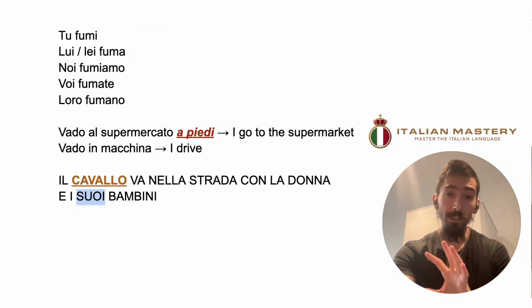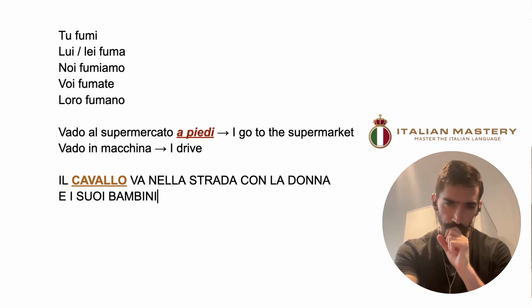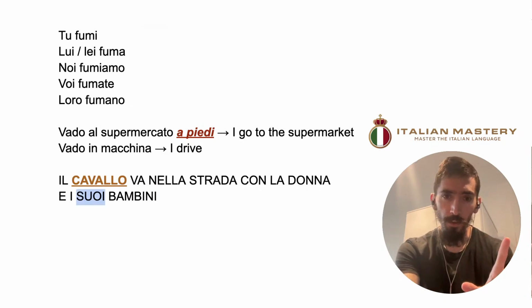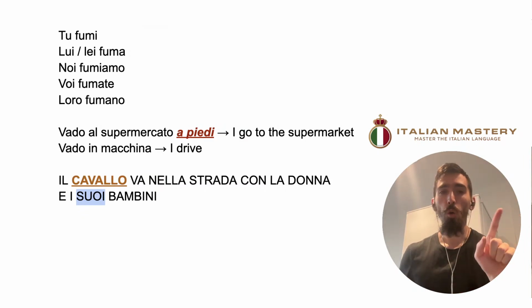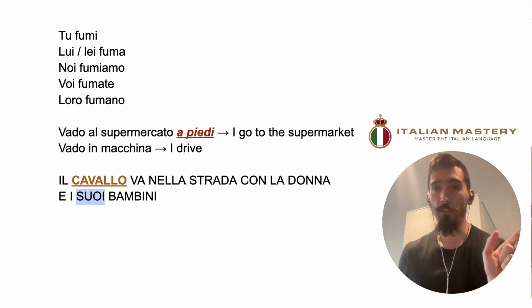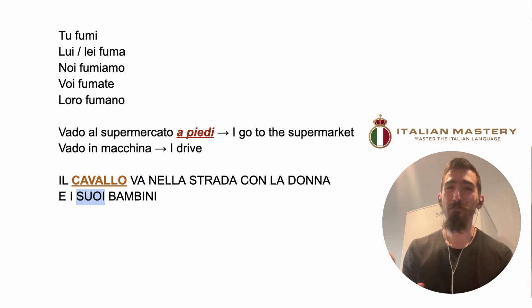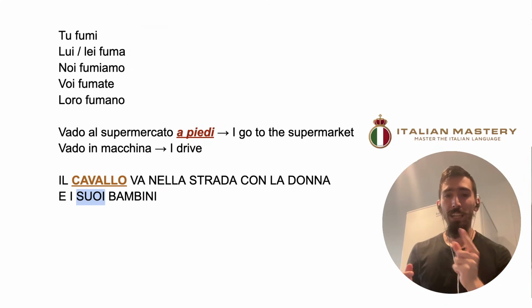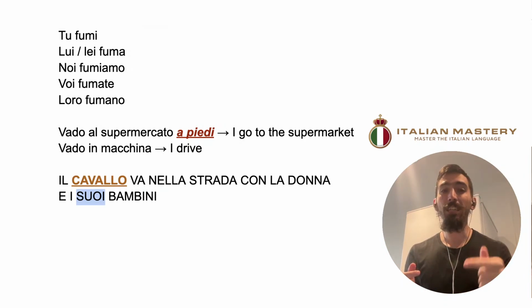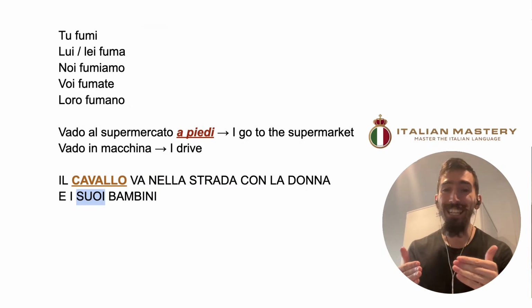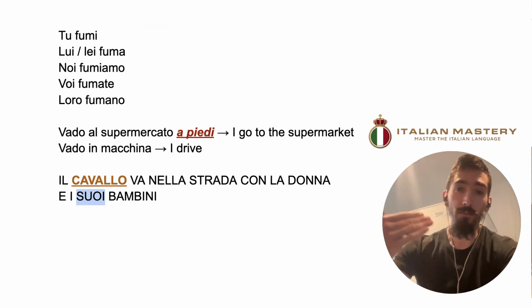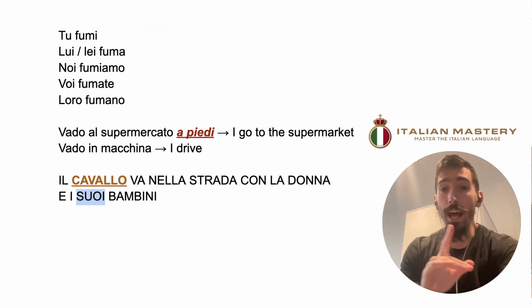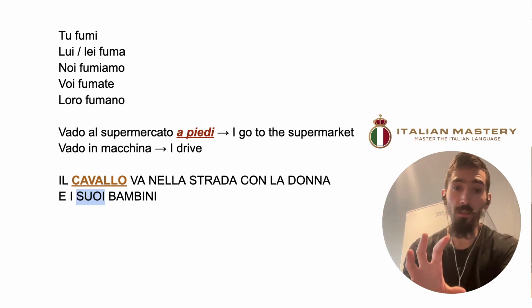Now bear in mind, this is a language fail, but the same would happen in English, right? So suoi, we don't know if it's suoi di lei or suoi di lui, il cavallo. But obviously the context makes it clear. Il cavallo va nella strada con la donna e i suoi bambini. E i bambini di lei, right? Suoi is di lei. They don't belong to the horse, they belong to the woman, and only the context informs us that that's the case.